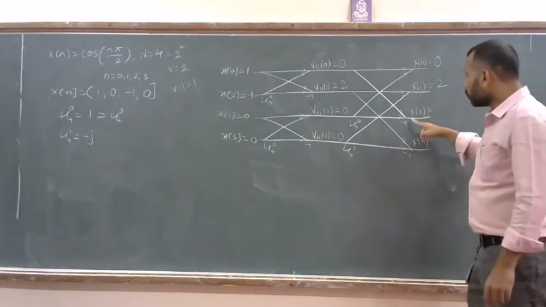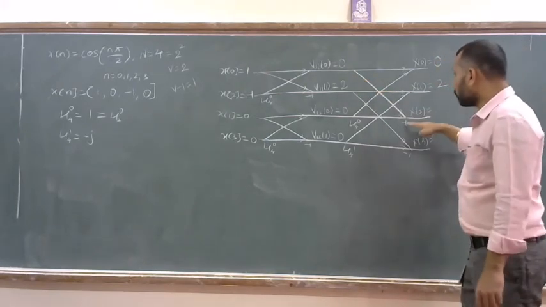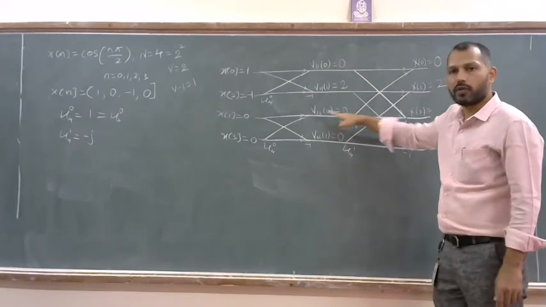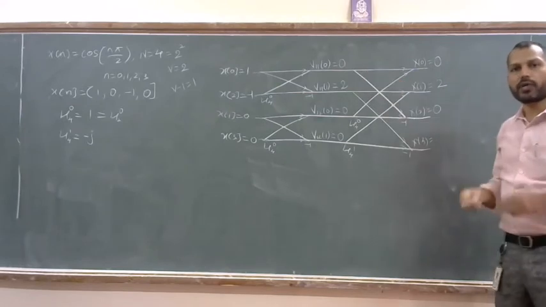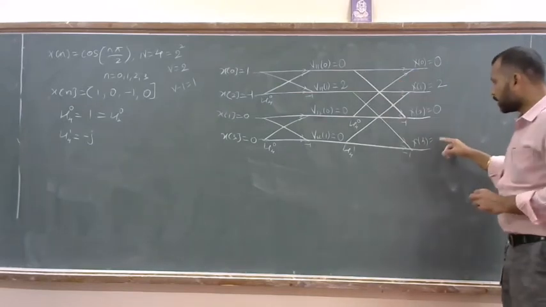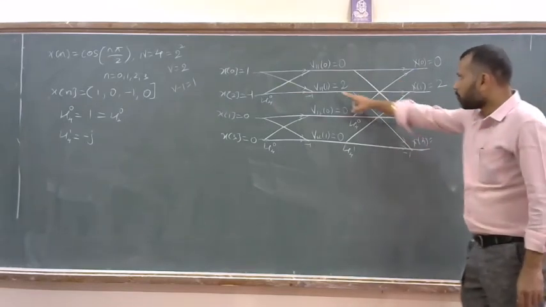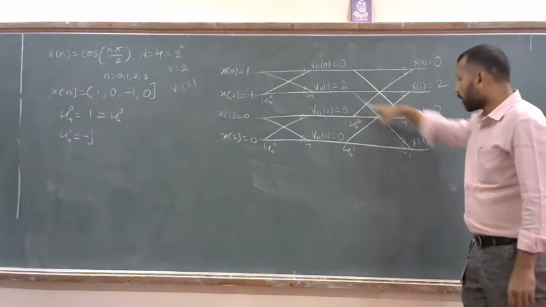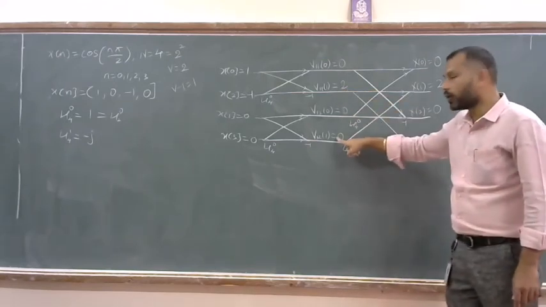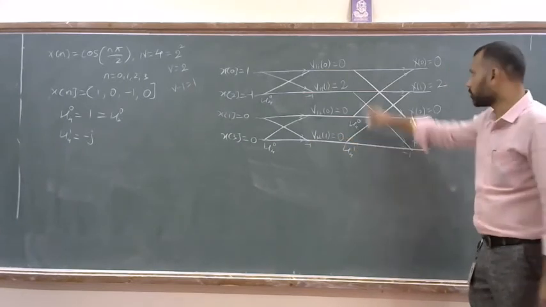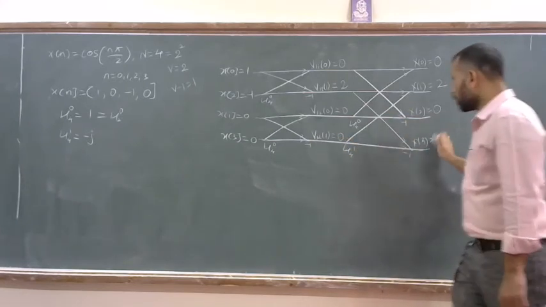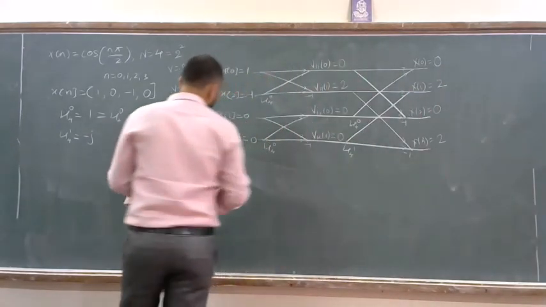X of 2 will be V11 of 0 minus W40 multiplied by V12 of 0, which is again 0 because both the DFT points are 0. And lastly, X of 3 will be V11 of 1 minus W41 into V12 of 1, which is 0. So second part will be 0. So we'll retain only 2. This is the 4-point DFT.